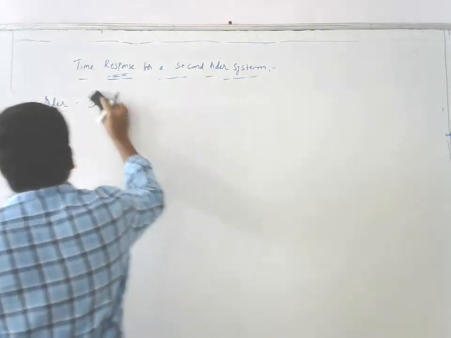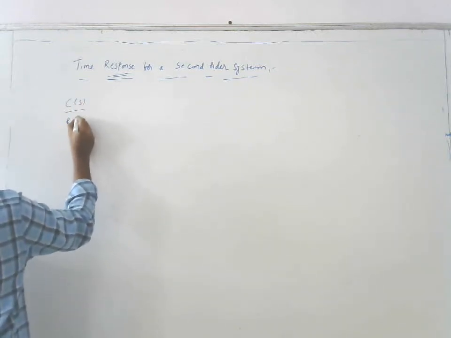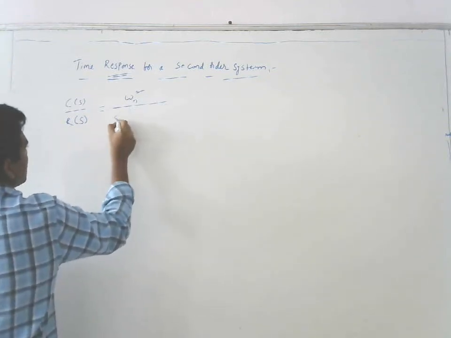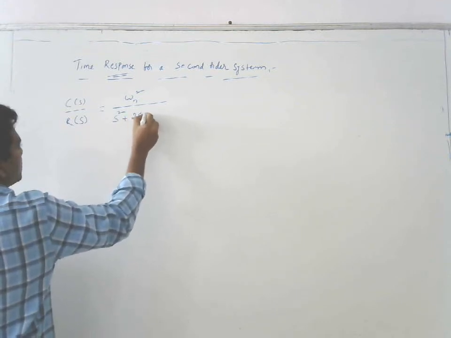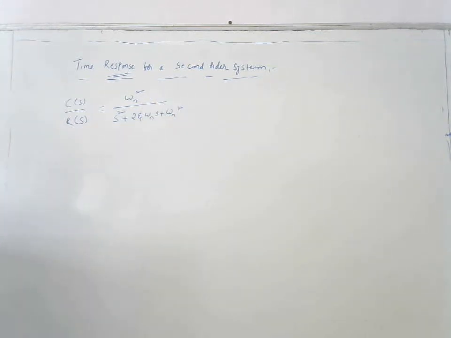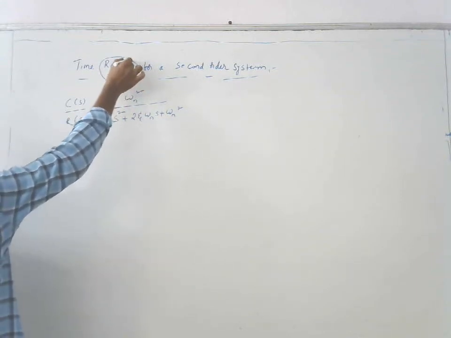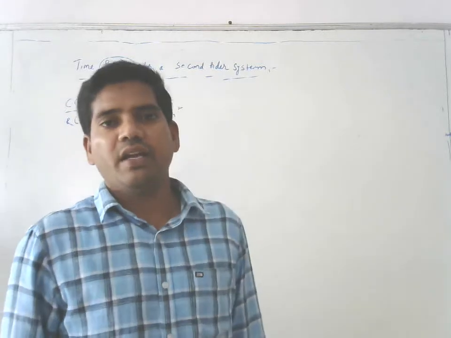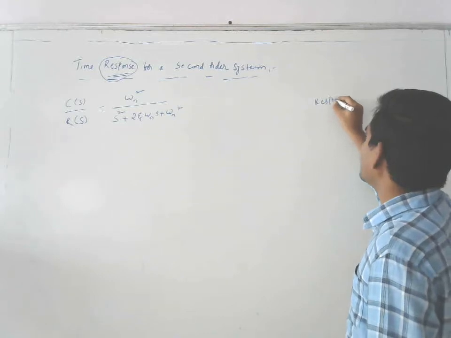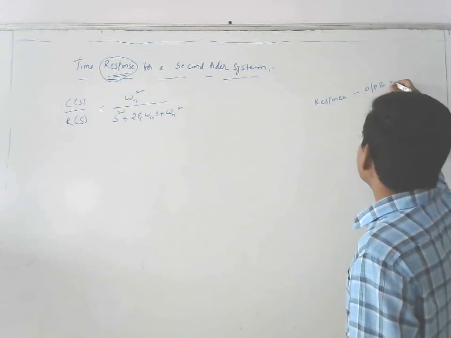The important thing is the basic transfer function for a second order system. We need to keep it in our mind: C of s by R of s is equal to omega n square by s square plus 2 zeta omega n s plus omega n square. Here the time response is the output of the system. Whatever excitation we give, we call the output the response.